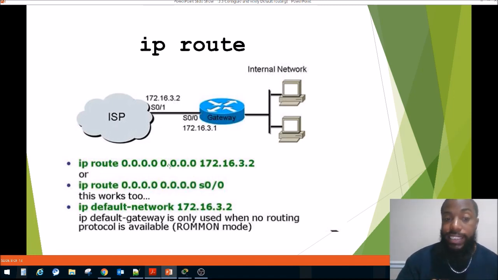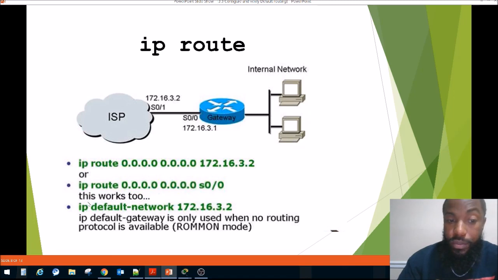IP route quad 0. This is basically a default route, really. This is a default route. So quad 0, say this is the internal network. There's us. To get to the internet, we're basically saying quad 0. So to get to this network, not necessarily this network, but to get out of here, really. When you see all zeros right here, like I said, this means we need to get out of here, basically. Take this next hop, 172.16.3.2. To get to the internet, take this next hop right here.